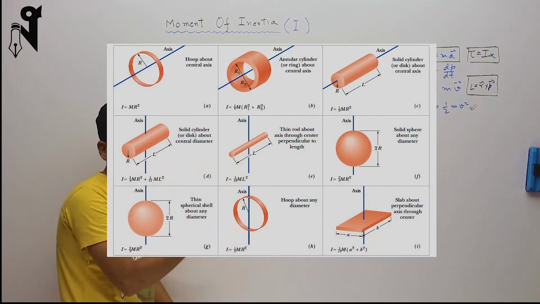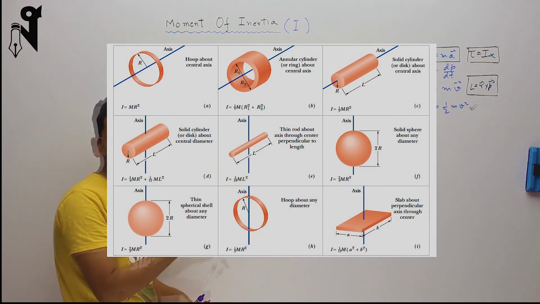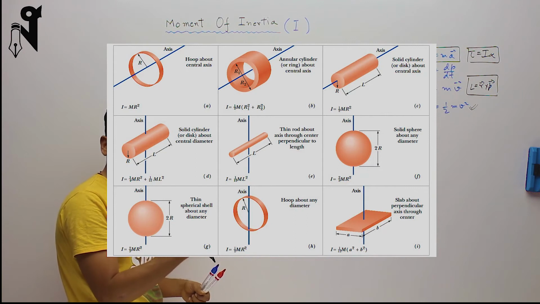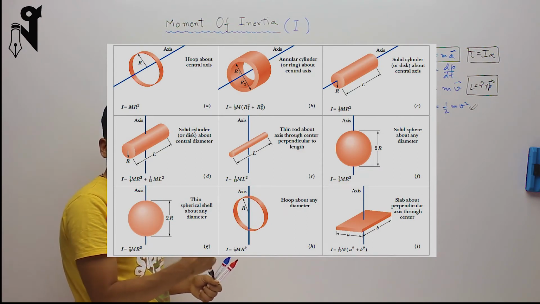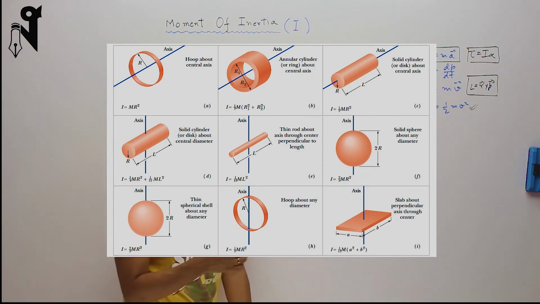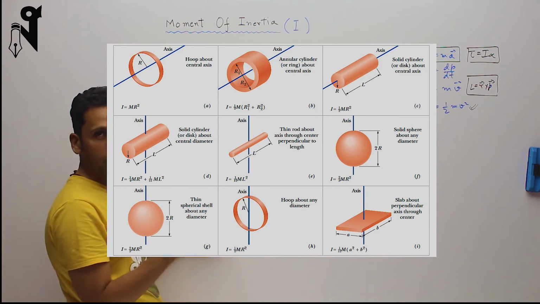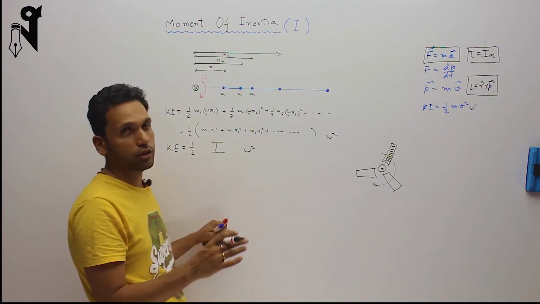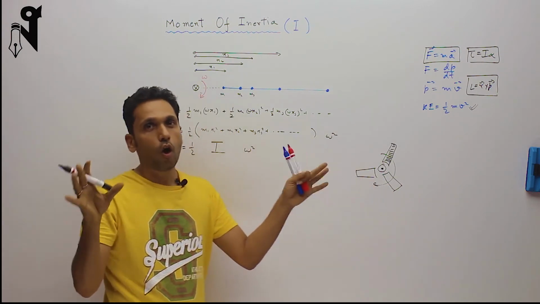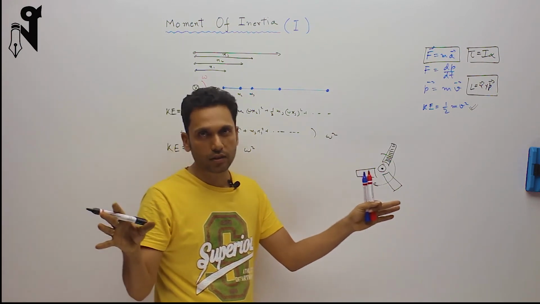So this is the list of bodies, and what you'll see is that with the mass and the dimension of the body, they have also given the axis of rotation of that body. So moment of inertia has been calculated through a specific axis. Moment of inertia is not of the body alone, but of the body around a specific axis.